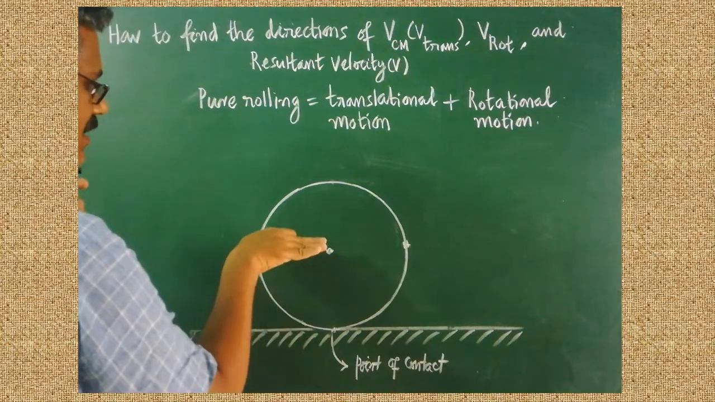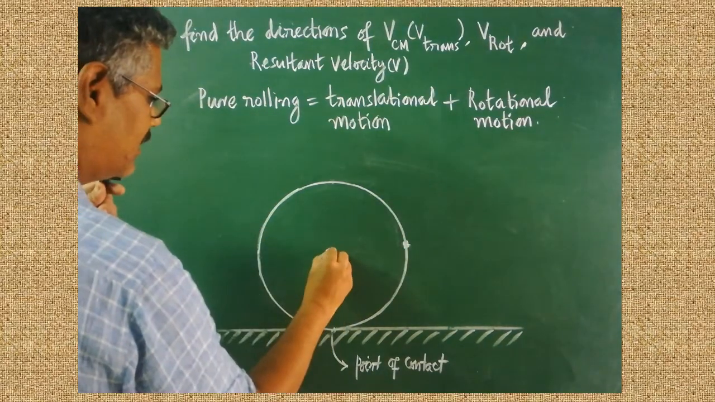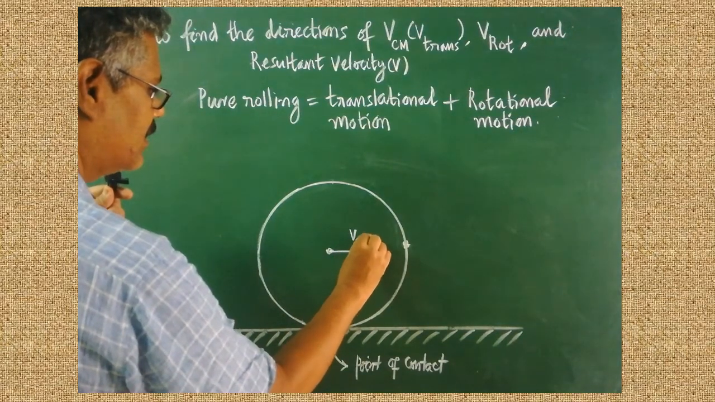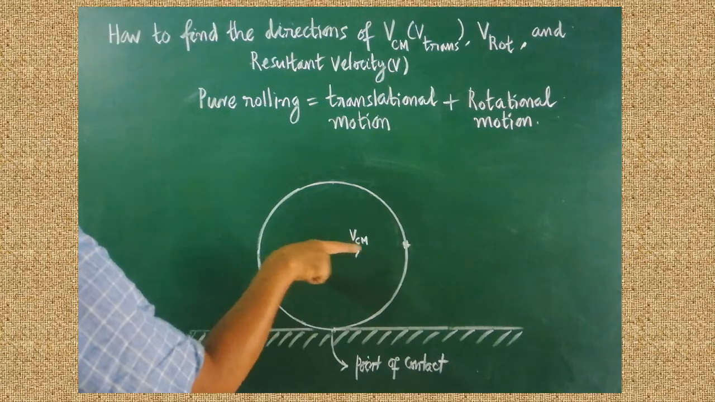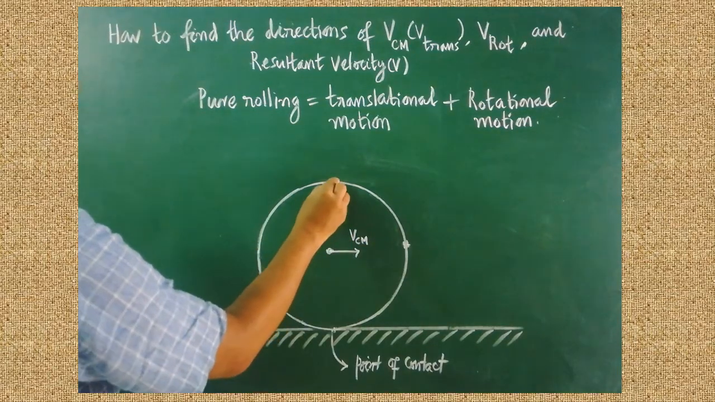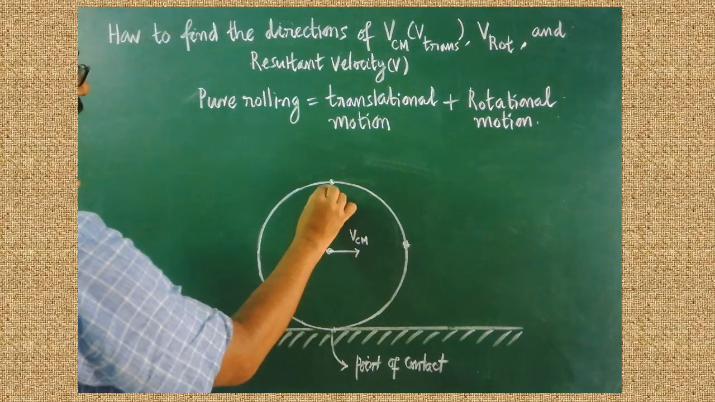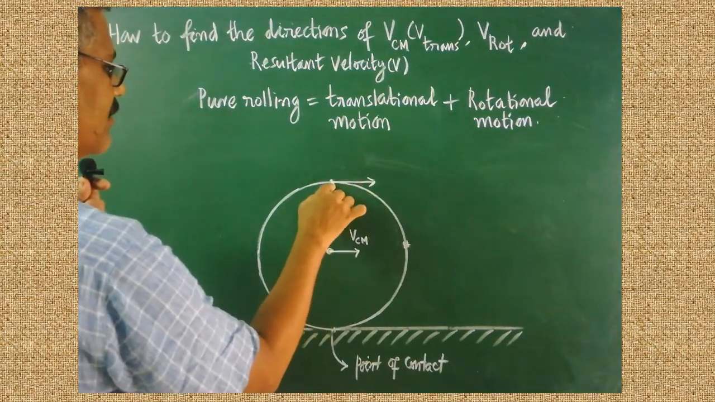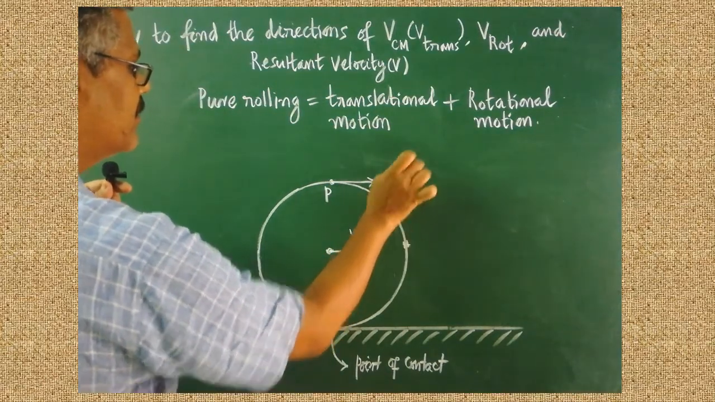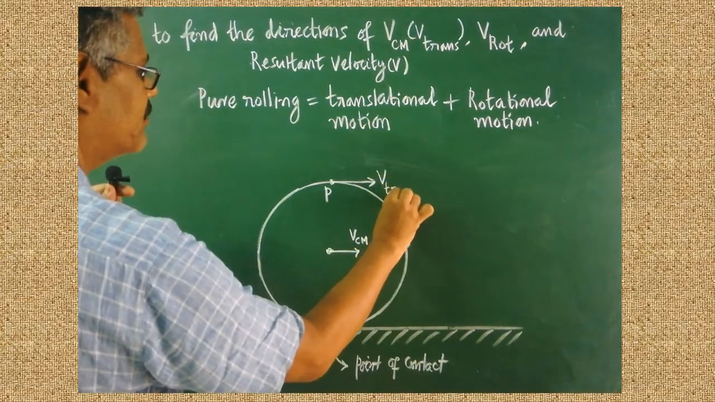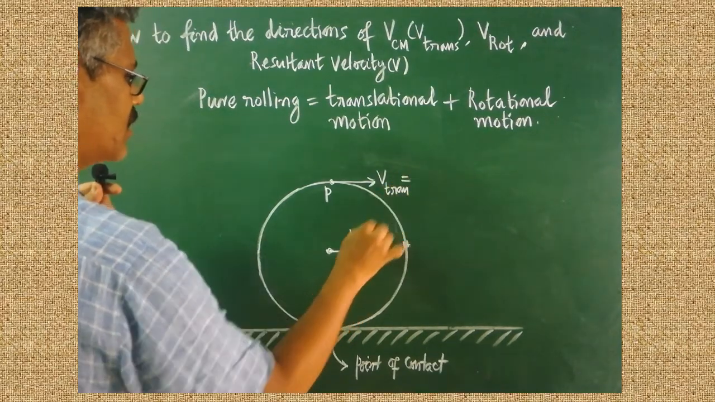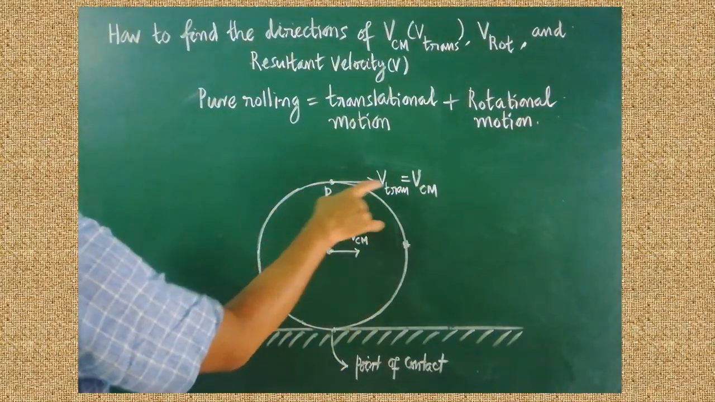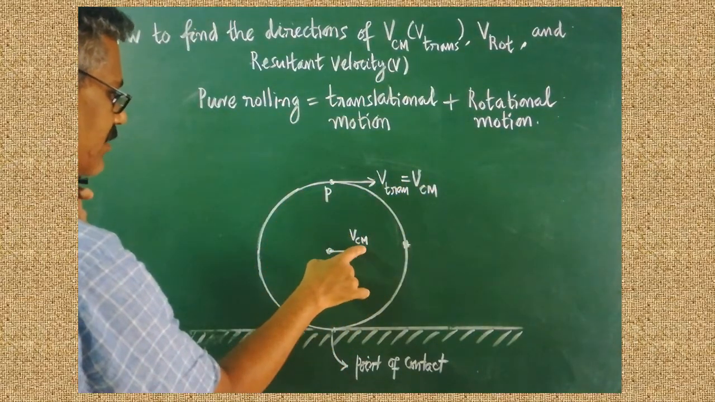Here, when the rolling body is moving in a straight line, the direction of the VCM will be acting in this direction. So this is the direction of the velocity of the center of mass. Let us choose another point here, which could be named as P. The translational velocity of the point P can be written as V translational, and that is equal to VCM. The translation velocity of the point P is equal to the velocity of the center of mass.